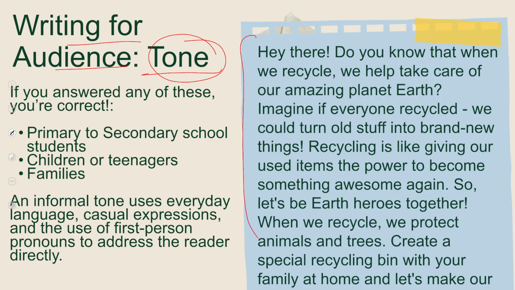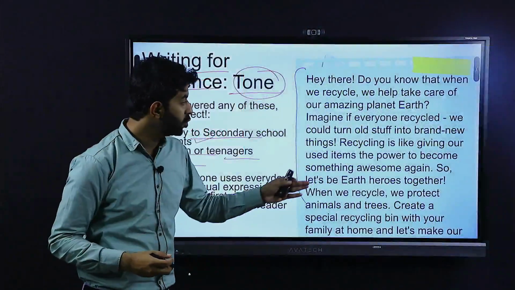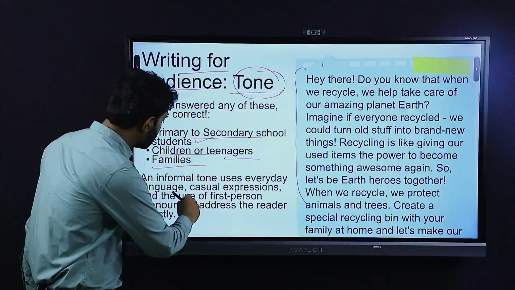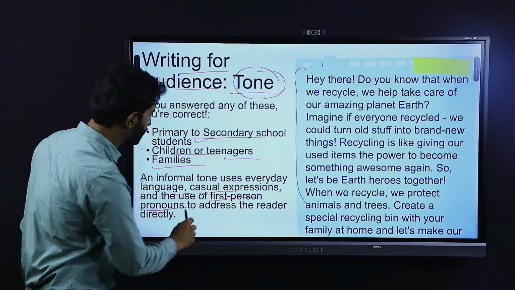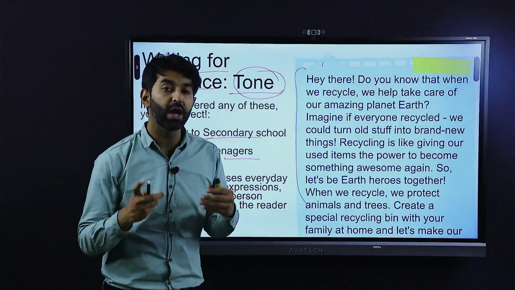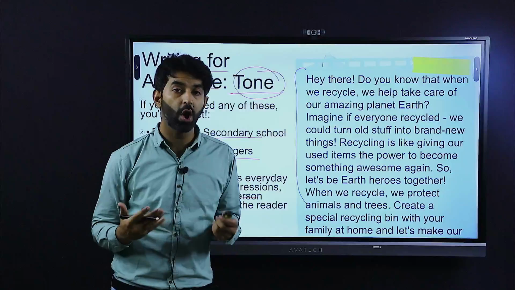Now this text is for primary to secondary school students. They are children or teenagers, and they are for families. You can see informal language is used in the text, everyday casual expressions and the use of first person pronouns, first person narrative to engage such a group of audience.